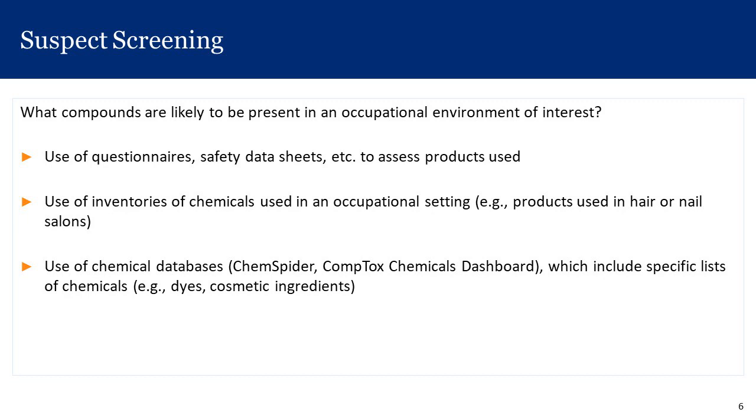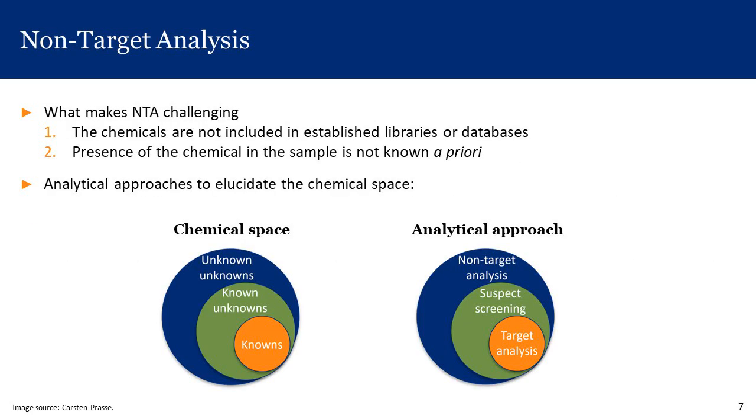So for example, dyes or cosmetic ingredients or personal care products or pharmaceuticals. When we think about a non-target analysis, the main challenge is that non-target analysis, or NTA, relies on the detection of chemicals that are often not included in any databases. And as I mentioned before, when we apply non-target analysis, we analyze samples without actually knowing what's in the samples.